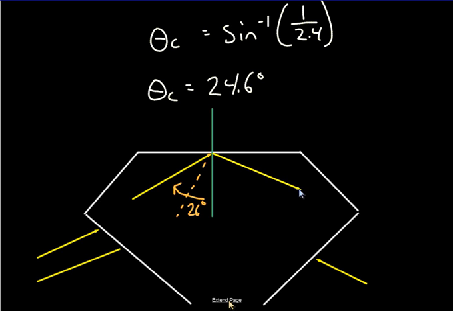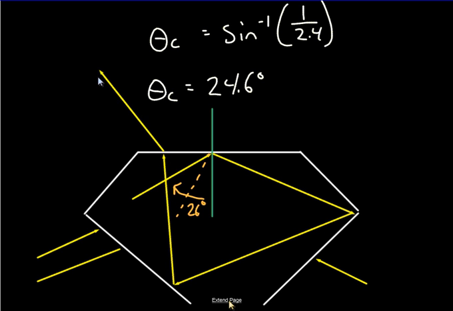What it means is light inside the diamond that does not strike the surface at a tighter angle than 24.6 degrees, I don't know why I put 26, can't get out. Well, this does. So what's going to happen is it's going to come shining out of the diamond like that. So you have all these angles of light filtering into the diamond.